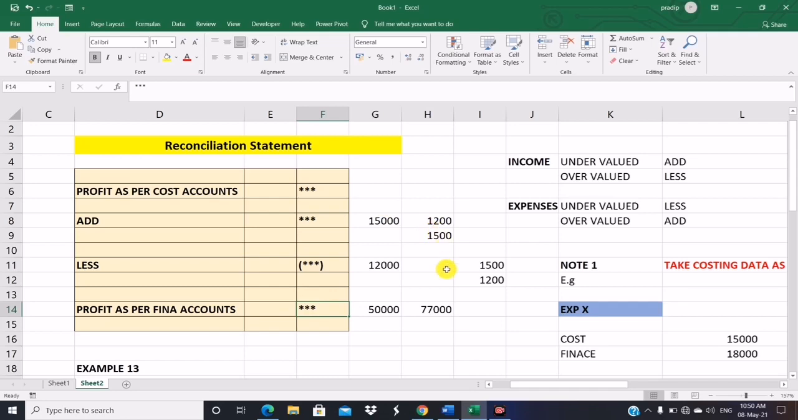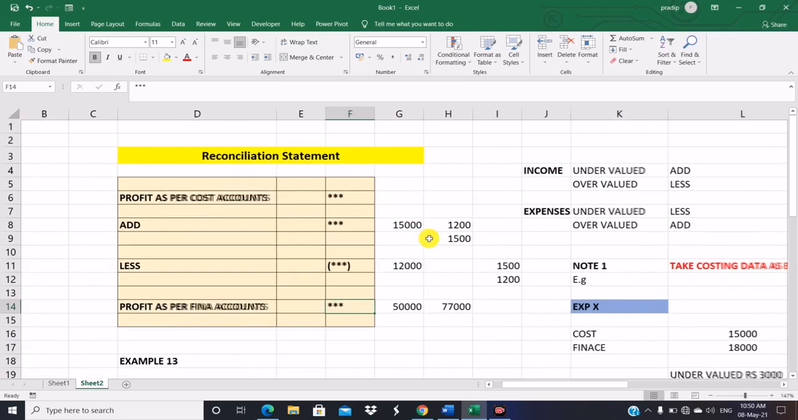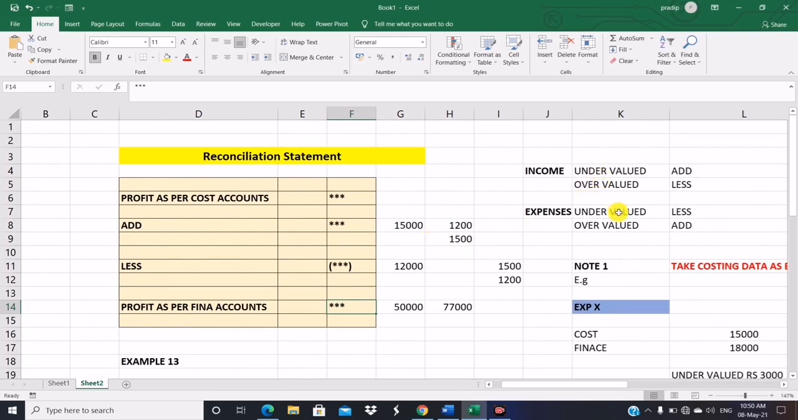I hope you are getting the answer of whatever you want to know about the reconciliation statement. So remember only a few things, that is the formula, and take costing data as a base in that format only, so that you will get your answer whatever you want.